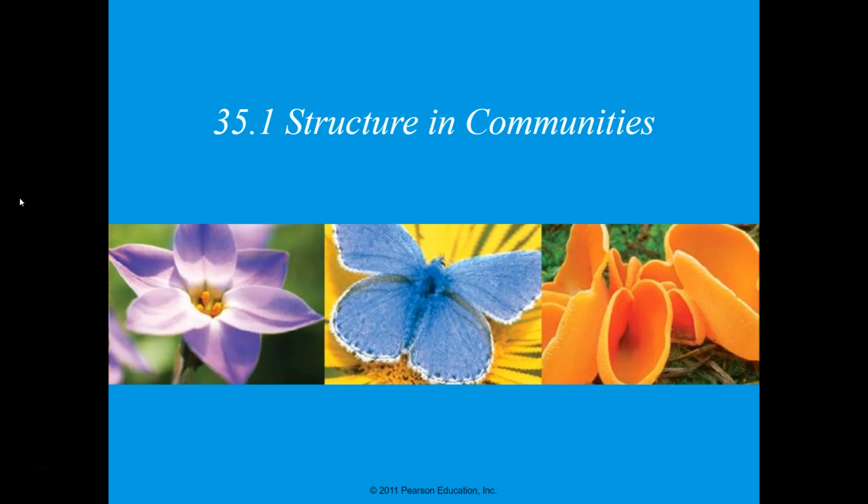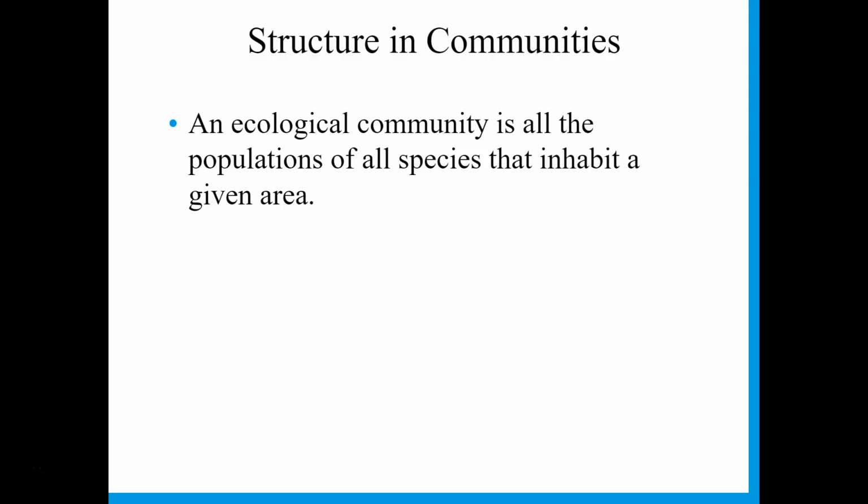So in this lecture, we're starting chapter 5, and we're going to start to talk about community structure. An ecological community is all of the populations of species that inhabit a given area. Just a quick review, you have individuals, that's like you and I. If you take a whole bunch of individuals like us and put them together in a particular area, that becomes a population. So you could say, for instance, that MJC is a population of human individuals.